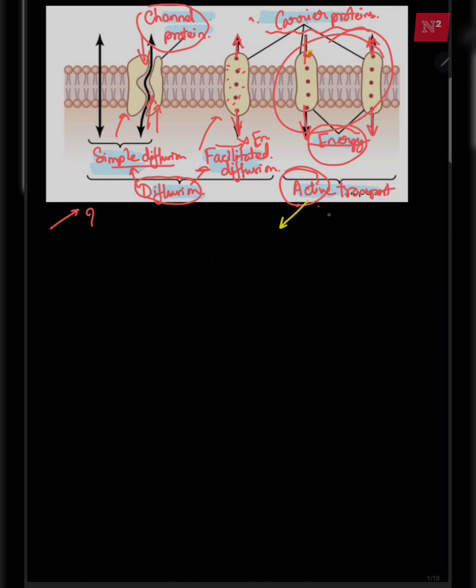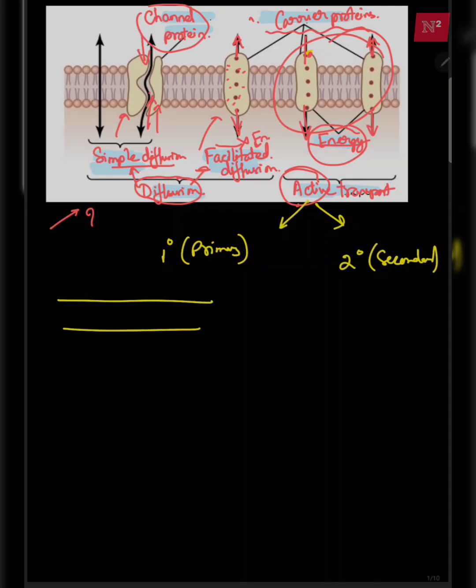Now, active transport. The active transport process is again of two types. One is the primary, another is the secondary. Both of these mechanisms use energy. Now what happens in the primary is that the molecules being transported will be transported with the help of a substance called ATP. Since it's using energy, ATP has to be used.